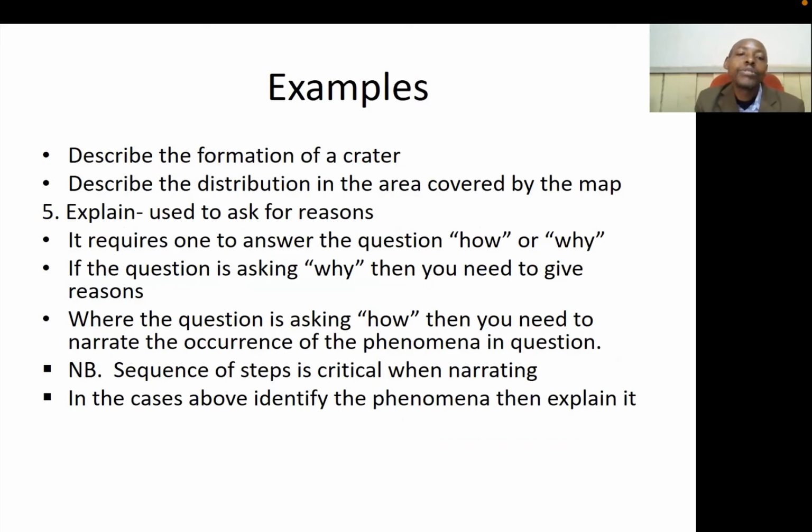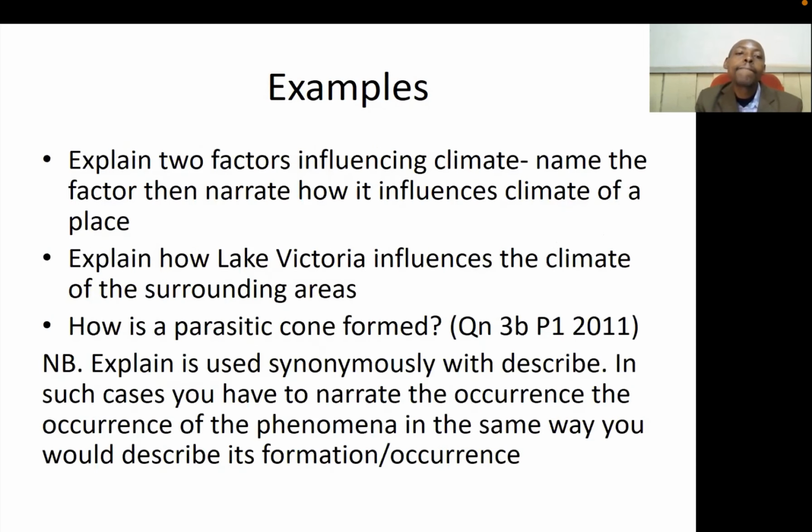Explain. This is used to ask for reasons. It requires one to answer the question how or why. If the question is asking why, then you need to give reasons. And where the question is asking how, then you need to narrate the occurrence of the phenomenon in the question. A point of note: sequence of steps is critical when narrating, for instance, the formation of a feature. In the cases above, identify the phenomena, then explain it in detail.